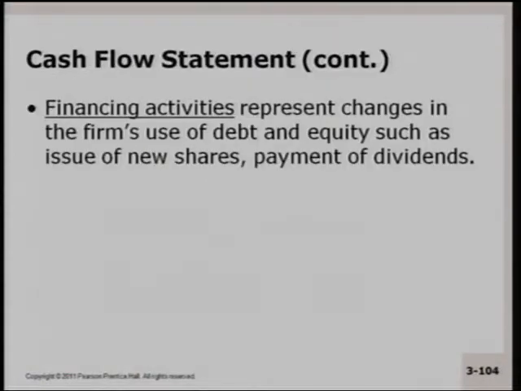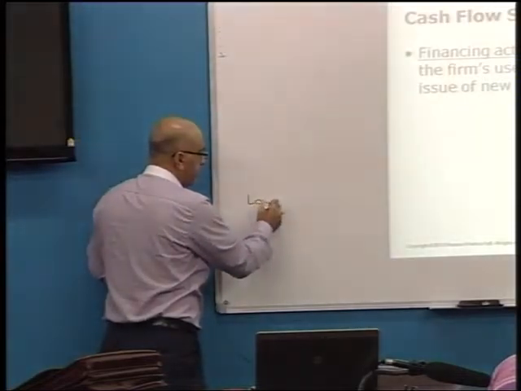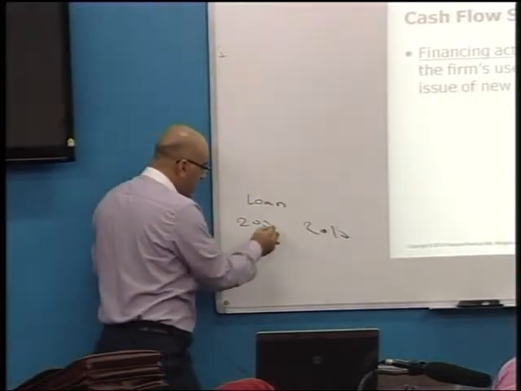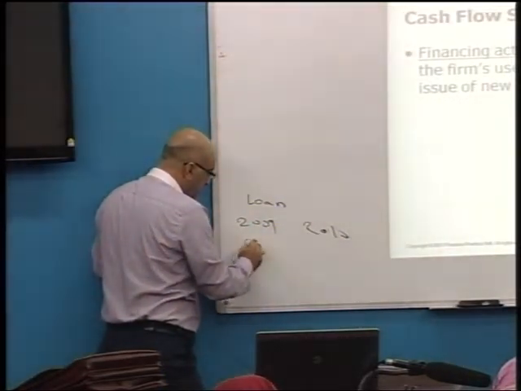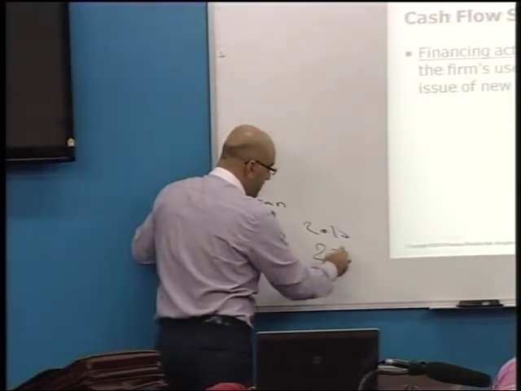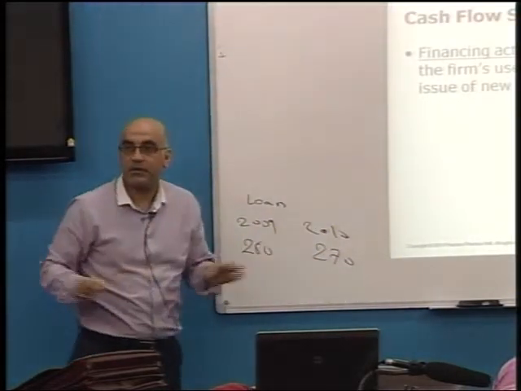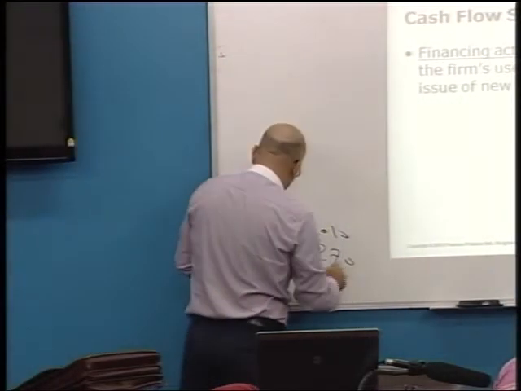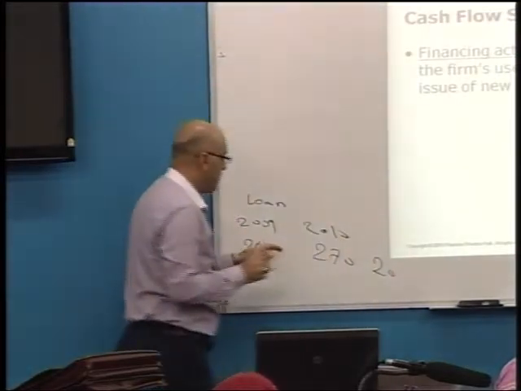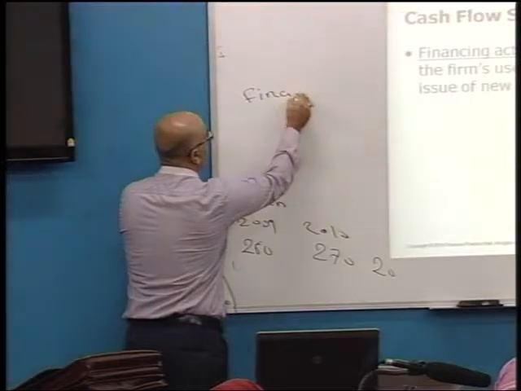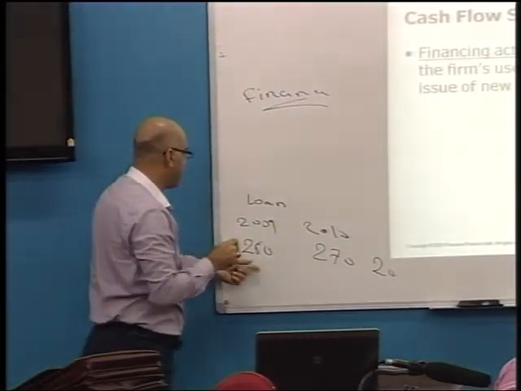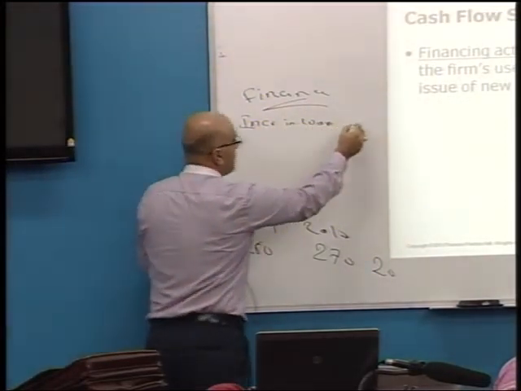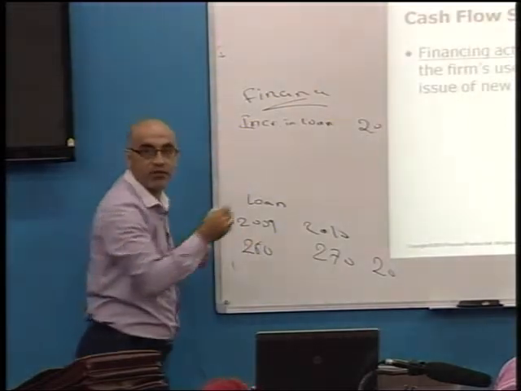See this example here. Loan in 2009, 2010. In 2009 it was 250, it becomes 270. Now, in this area here, tell me, is it a source by 20? So in finance, we see this is an increase in loan by 20, which is cash inflow.